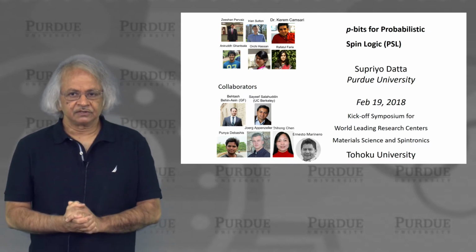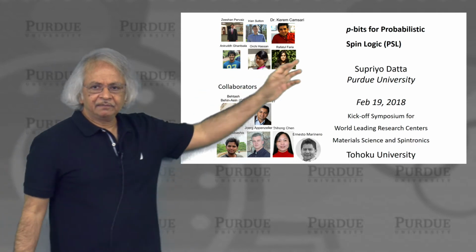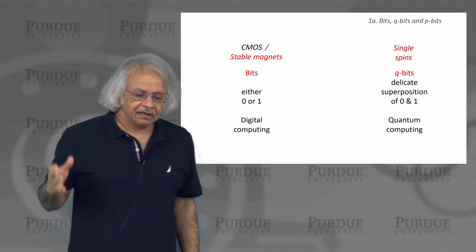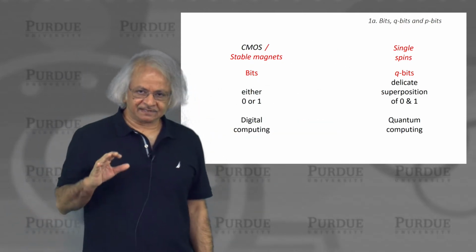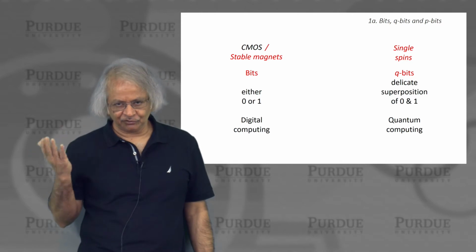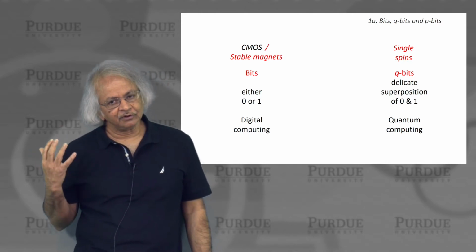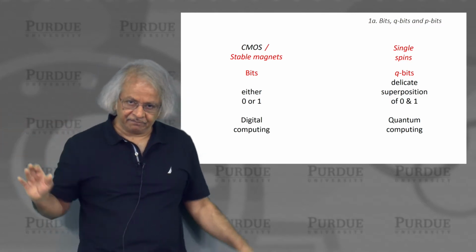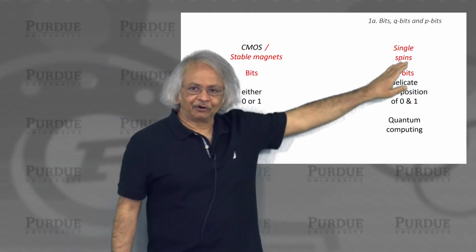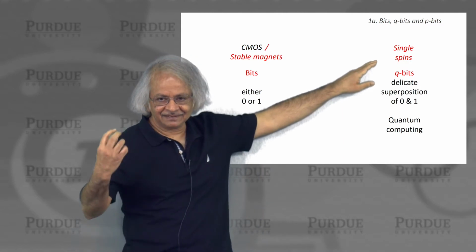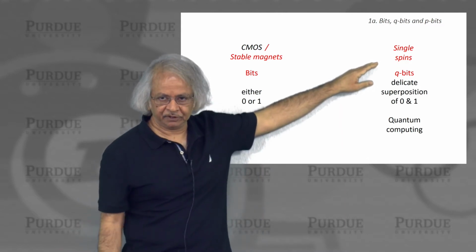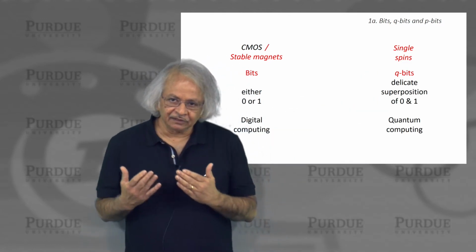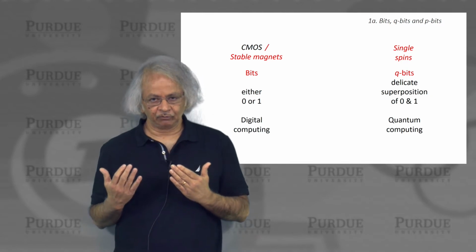Thoughts with you. So what do I mean by p-bits? Next. Well, we are all familiar with what bits are. That's these things that have two values, 0 or 1. And that's how you represent digital information. Now, at the other extreme, we have what are called qubits, which are the basic things in quantum computing. And these are represented by single spins, which can be the superposition state of 0 and 1.